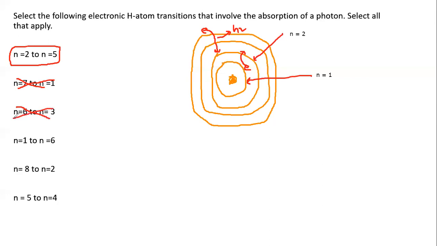So anytime your initial n is larger than your final n, you're going to release a photon of energy. Anytime the initial n is less than the final n, you're going to absorb a photon of energy. So n equals 1 to n equals 6, you would absorb a photon of energy. Now n equals 8 to n equals 2, since 2 is less than 8, you would release a photon of energy. And then likewise, n equals 5 to n equals 4, you would release a photon of energy. So the only two that would absorb photons are 2 to 5 and 1 to 6.